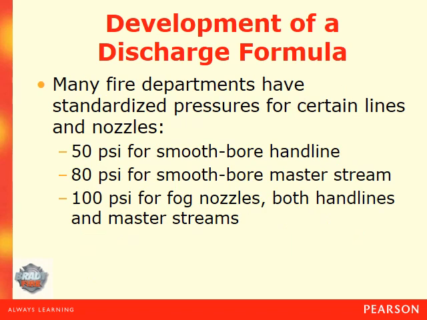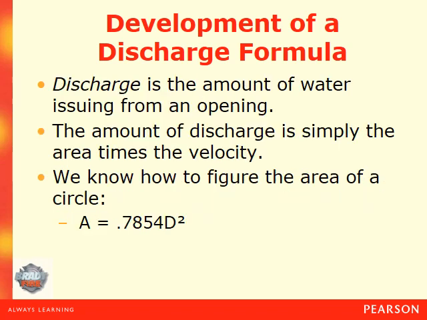Many fire departments have standard pressures for certain lines and nozzles. For example, 50 psi for a smooth bore hand line, 80 psi for a smooth bore master stream, and 100 psi for fog nozzles of both hand line and master streams. Discharge is obviously the amount of water coming out of an opening. The amount of discharge is simply the area times the velocity.